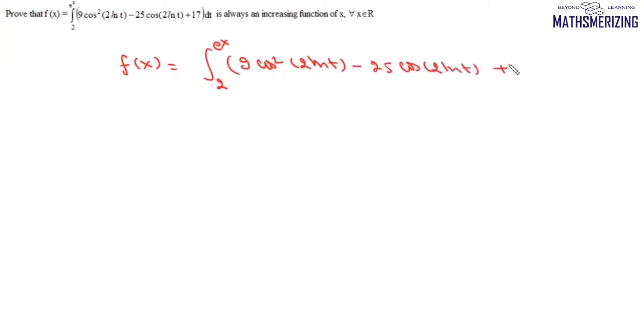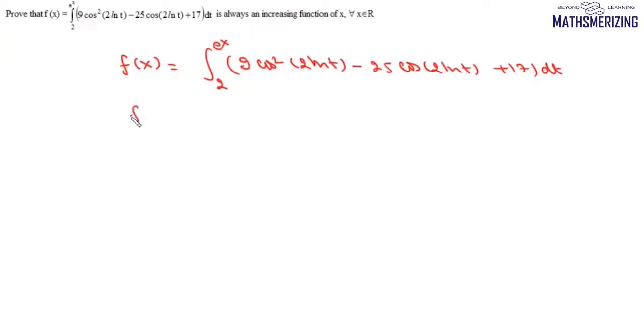Now here the question is, prove that this function f(x), which is the integral from 2 to e^x of (9 cos² (2 ln t) - 25 cos (2 ln t) + 17) dt, is always an increasing function of x for all x belongs to R. Now we have to prove that this function is always increasing, then f'(x) is always greater than or equal to 0.